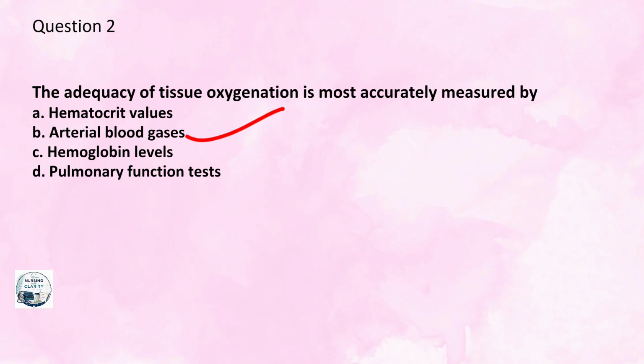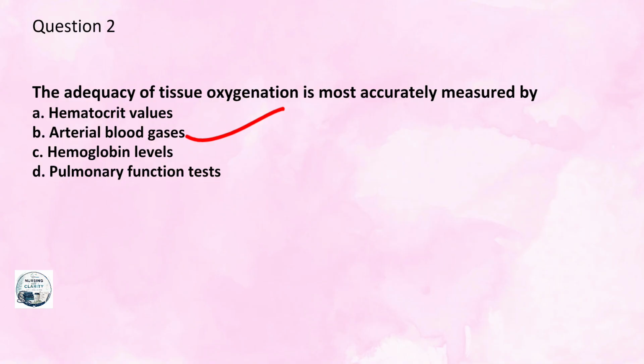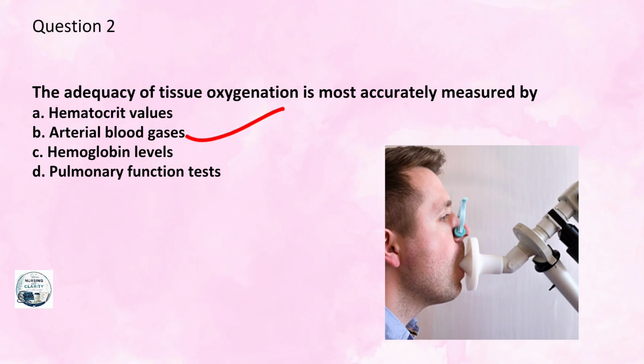Option C, hemoglobin levels, which means oxygen carrying capacity. Normal adult males have 13.5 to 17.5 grams per dL. Normal adult females have 12 to 16 grams per dL. Next, pulmonary function test, which measures lung function, how well air moves in and out.